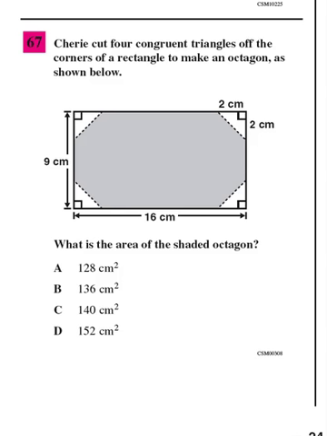Problem 67. Cherie cut 4 congruent triangles off the corners of a rectangle to make an octagon, as shown below. What is the area of the shaded octagon?